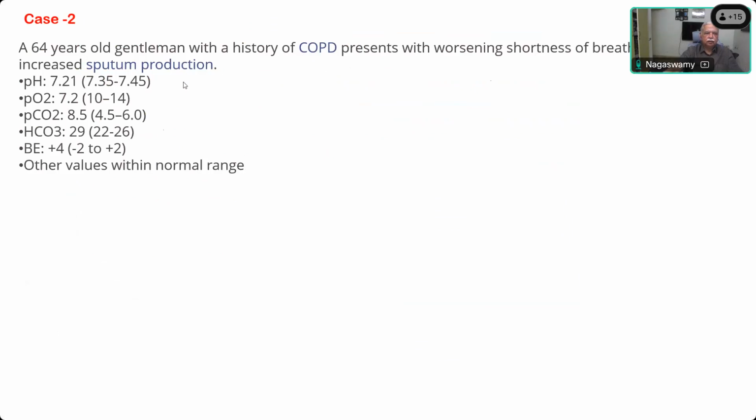The second case scenario is a 64-year-old gentleman with a history of COPD who presents with worsening shortness of breath and increased sputum production. The pH is on the acidotic side. The CO2 is high. Bicarb is also high. Base excess is +4. Other values are normal. So what is the interpretation?